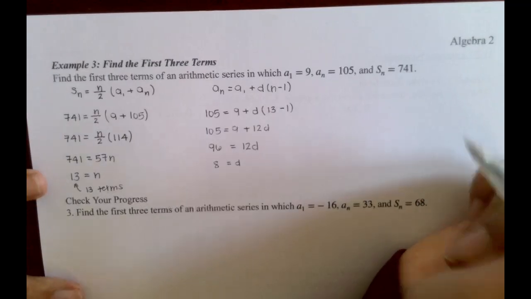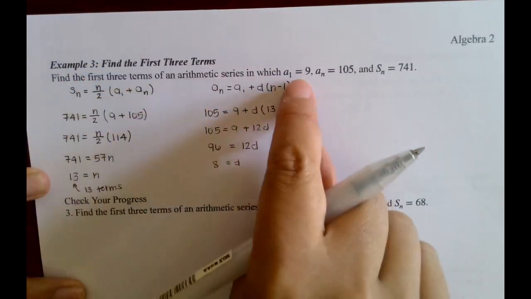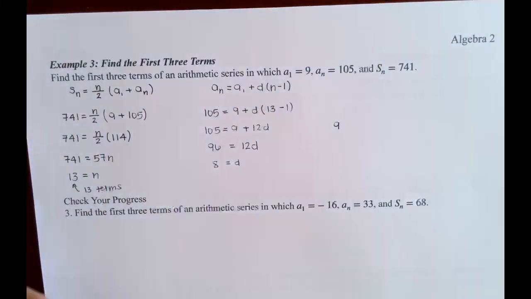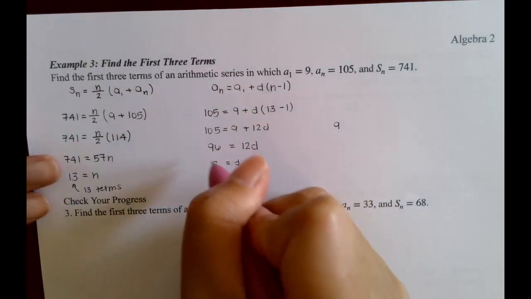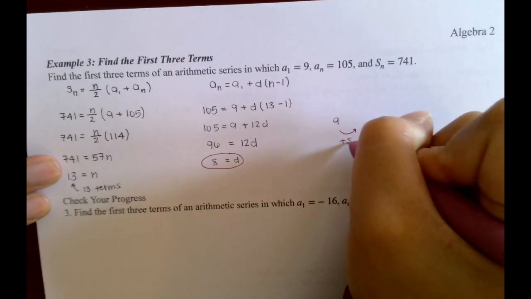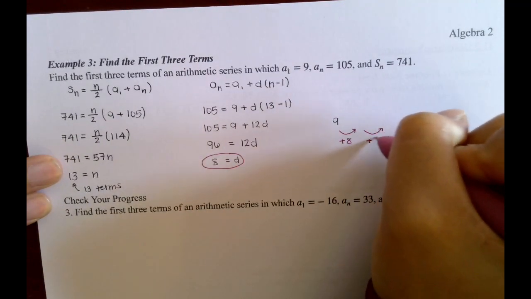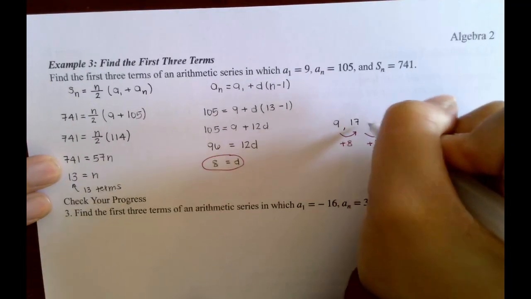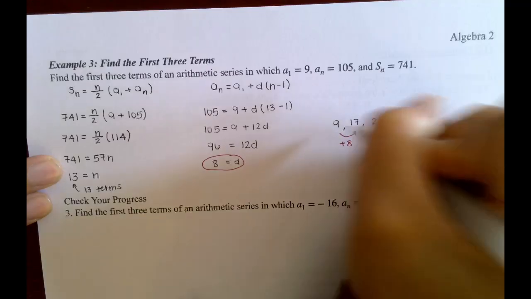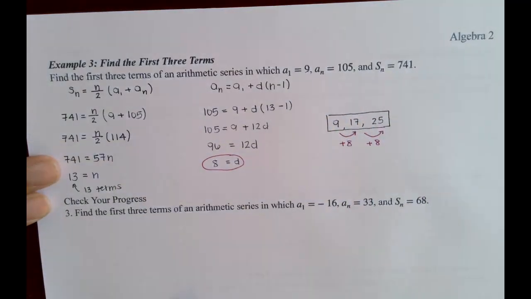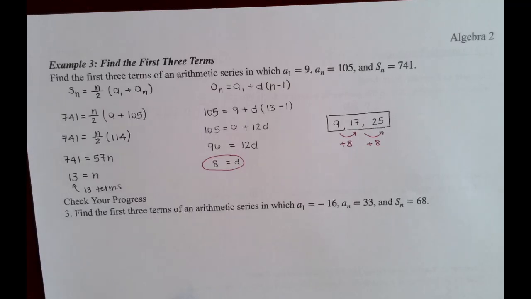So to find the first three terms, I know the first term is 9. Then, if the common difference here is 8, I'm going to add 8 to get the next one, and I'm going to add 8 again to get the next one after that. So 9 plus 8 is 17, and 17 plus 8 is 25, and so here are now my first three terms. So why don't you try CYP3, and then once you're done, come check the answer.